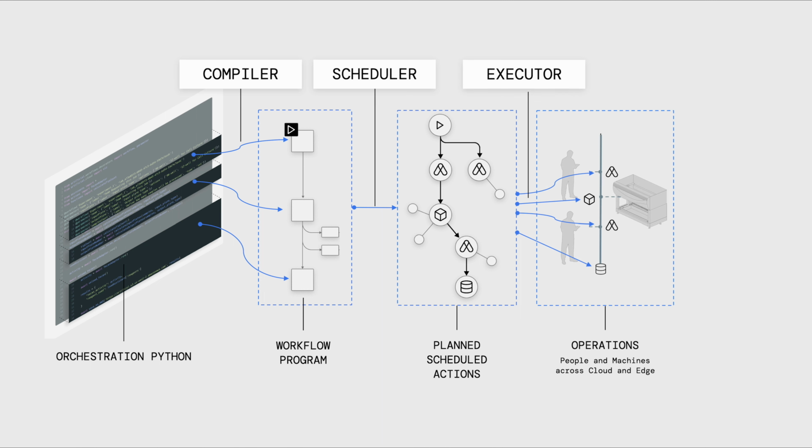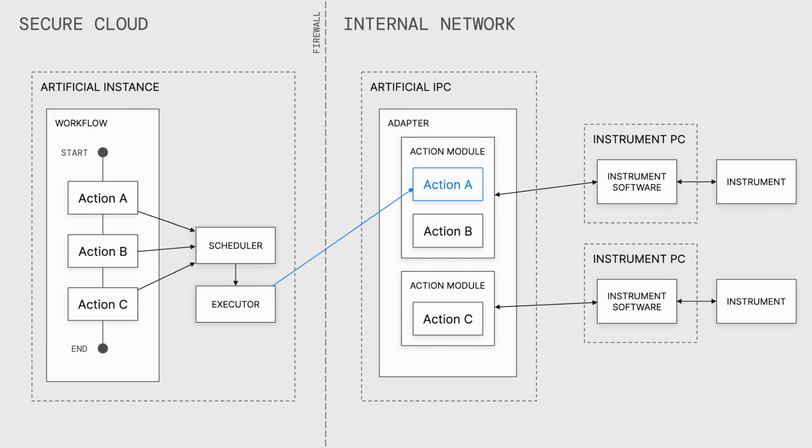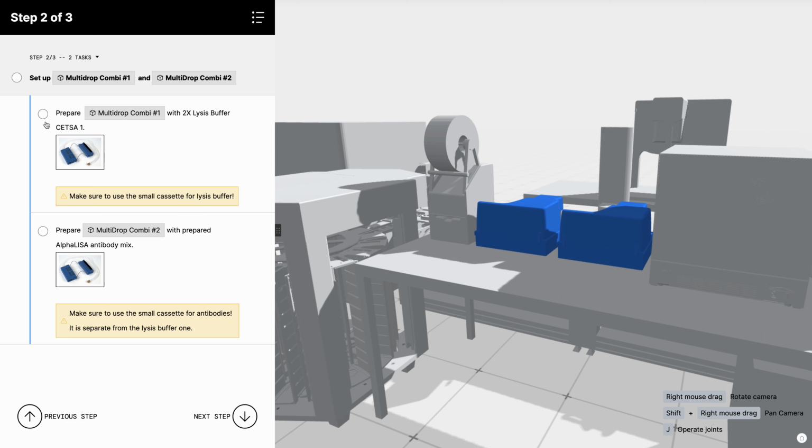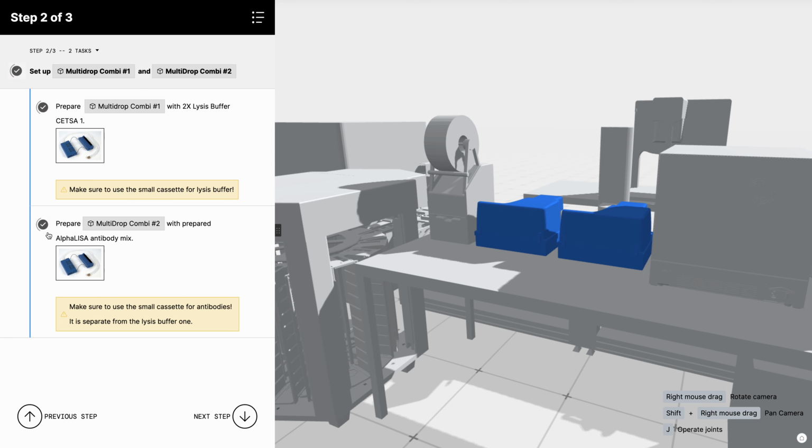The executor looks at what actions are coming up next in the schedule and dispatches them to the appropriate action module, which in turn communicates through the REST API to actually control the instrument. Once action A is finished running, the executor will dispatch action B, and then action C, and so on. The executor can also trigger an assistant, our integrated digital SOP solution, which would send out a notification to call a person into the lab and then walk them through the specific steps that need to be done to complete that action.